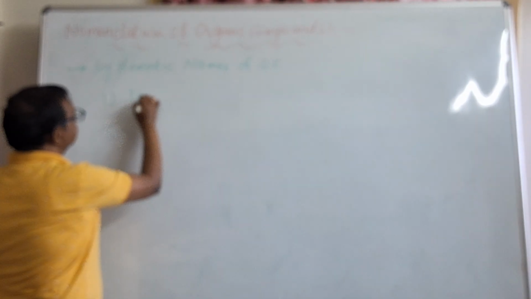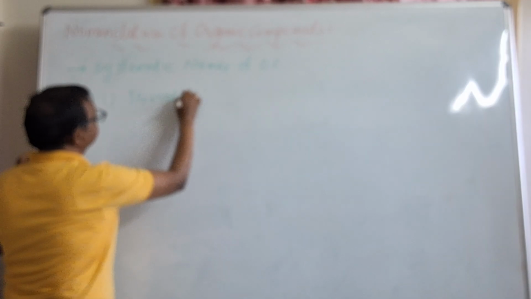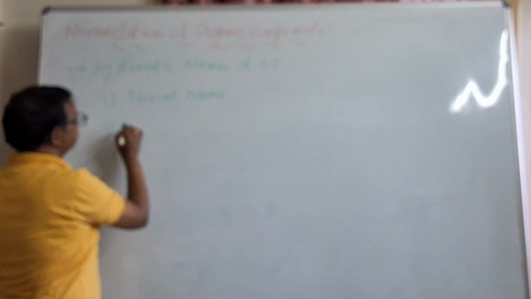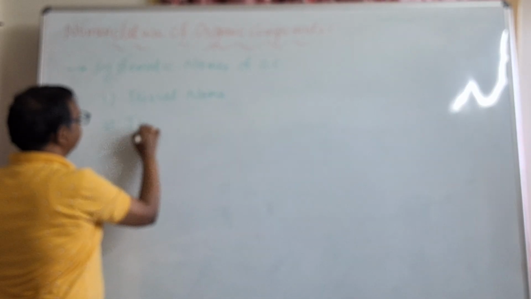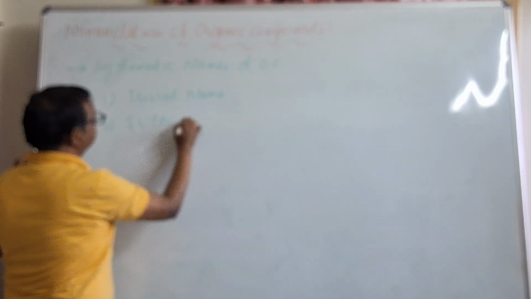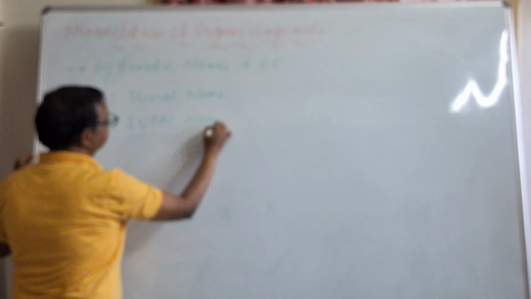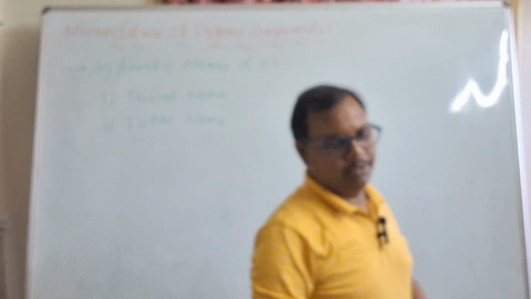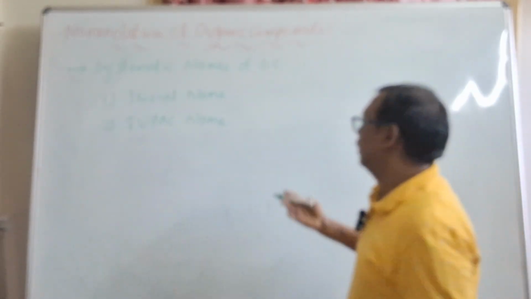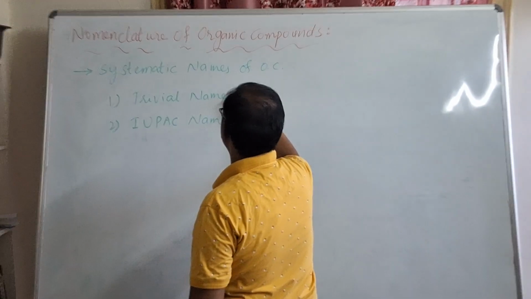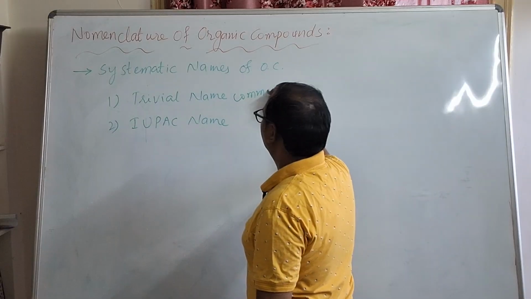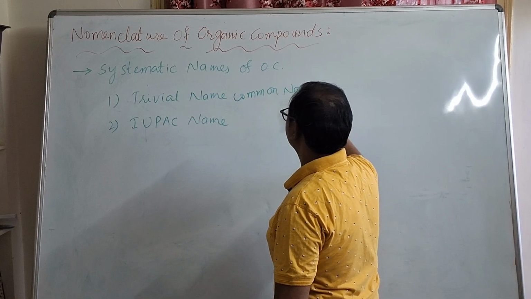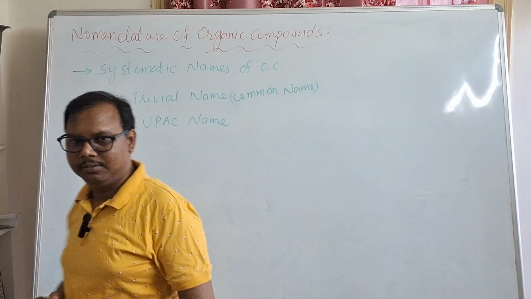The first one is the trivial name, and the second type is the IUPAC name. There are two types of systems. One is the trivial name. The trivial name is also called the common name, the common name of an organic compound.